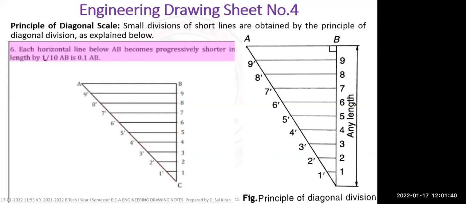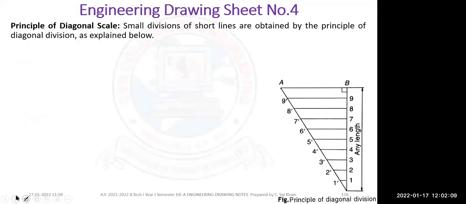So if you take 1 by 10, it is 0.1 of AB. 1 to 1 dash distance, if you project it, the same thing will be projected here. 1 to 1 dash distance is 0.1 of AB. 9 to 9 dash is 0.9 of AB. This line is 0.9 of AB. 5 to 5 dash is 0.5 of AB. So we use the same principle in our example.